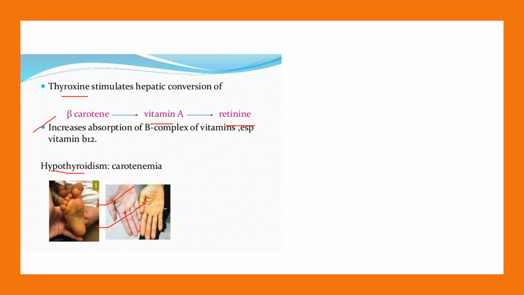And in case of hypothyroidism, this beta carotene will not be converted to vitamin A and retinal. So there will be accumulation of carotene and there will be carotenemia. We can see the yellowish discoloration in a hypothyroidism patient, and it is not due to jaundice, it is due to accumulation of carotene.